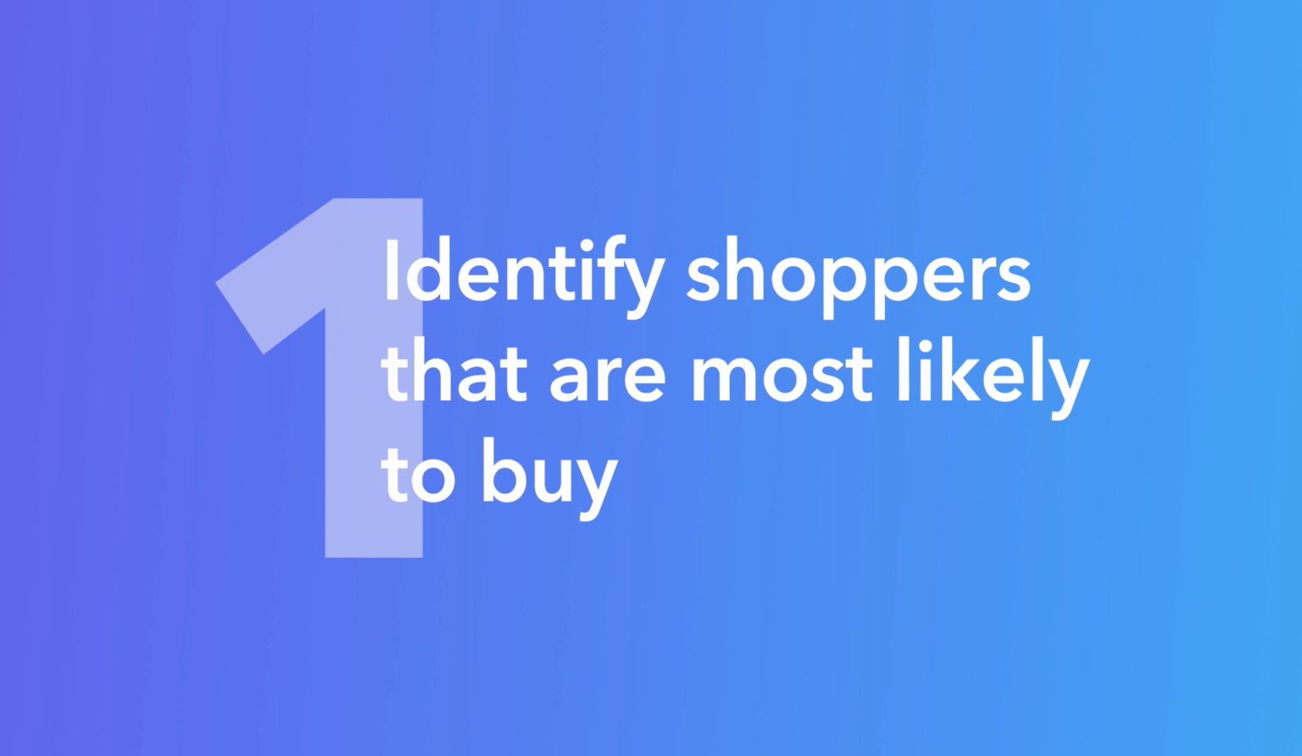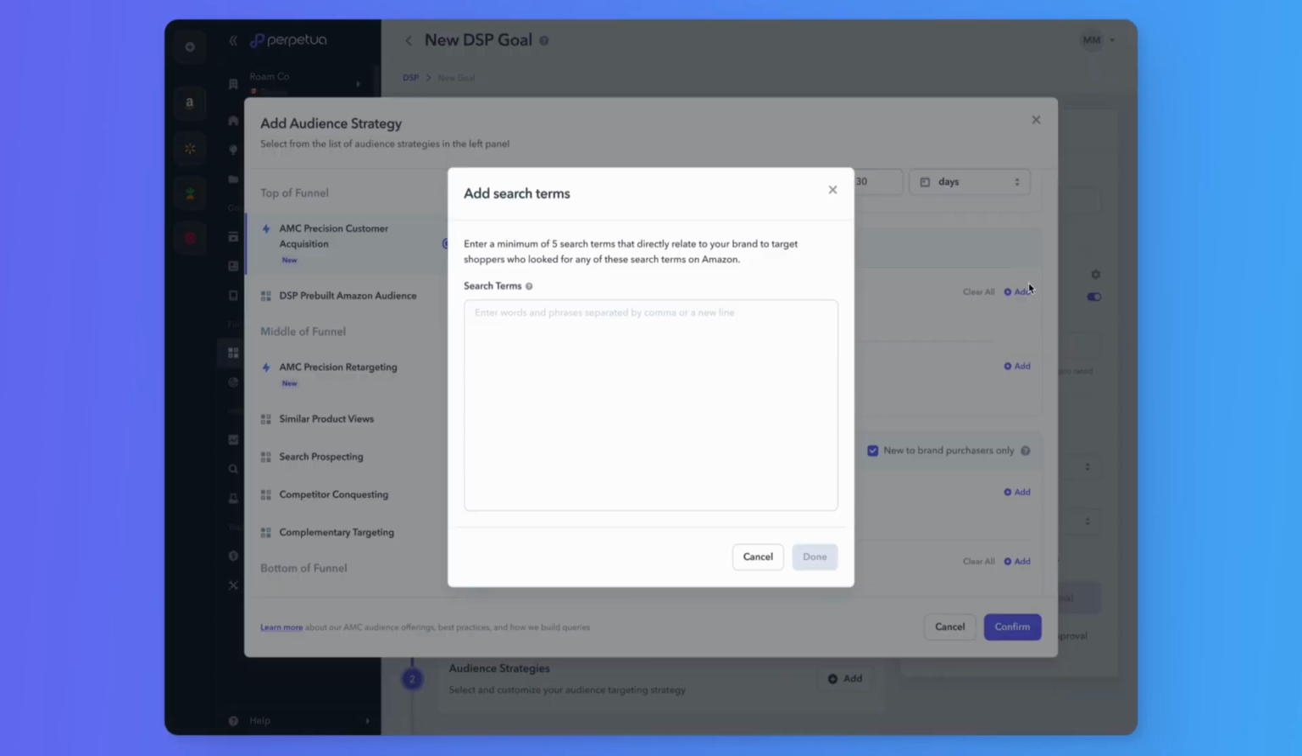Here are 5 examples. 1. Identifying shoppers that are most likely to buy. Every keyword entered into the search bar is an expression of intent to buy, or to find out more about certain categories, brands, or products. By analyzing user search behavior in Amazon Marketing Cloud, you can identify the keywords that users typically search for before making a purchase and build an AMC audience to target users that have used those specific keywords.